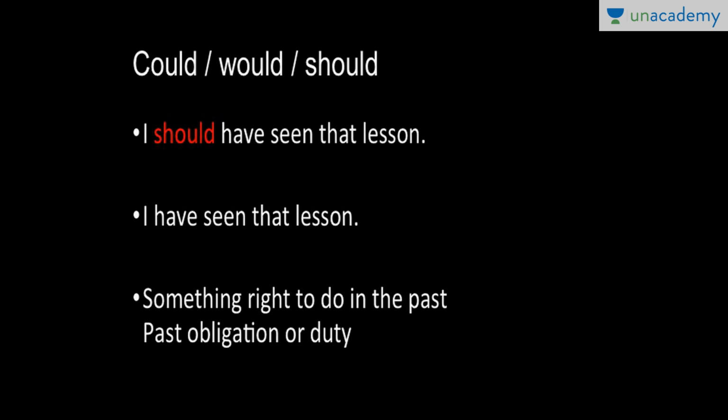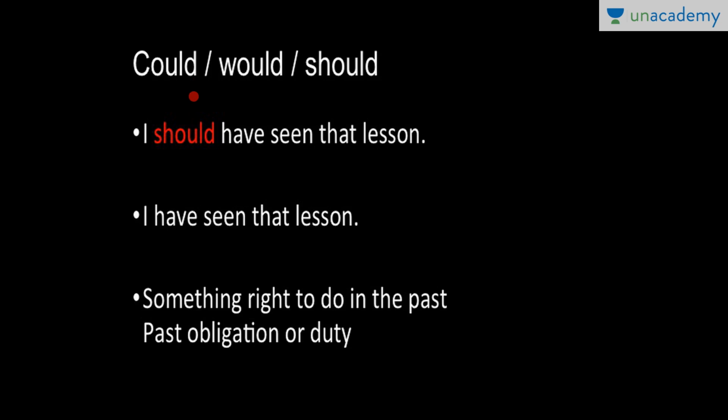Now the could, would, should debate, which a lot of people have asked me for. I'll just make this a little quick for you to understand. Now, let's say there was this lesson and you say, I should have seen that lesson. Okay, now this is representing a possibility in the past. For instance, I made this lesson and you tell your friend that, yaar, mujhe ye lesson dekhna chahiye tha. I should have seen that lesson. Matlab, something that you should have done in the past, but you did not do.